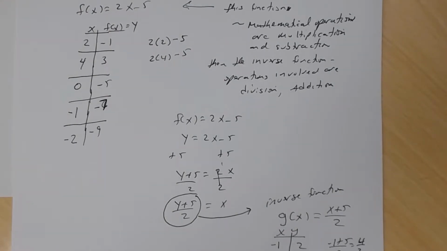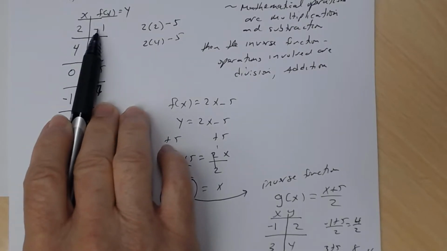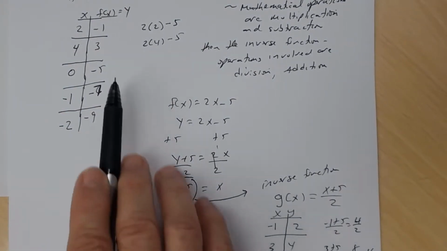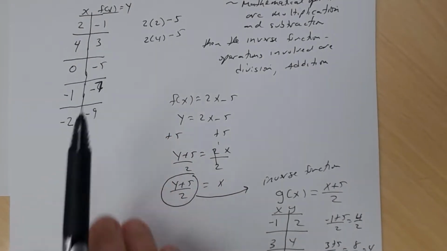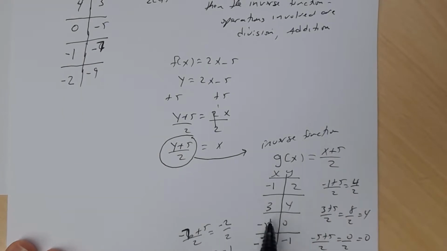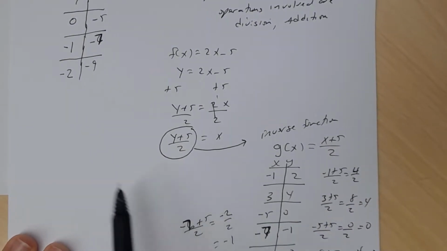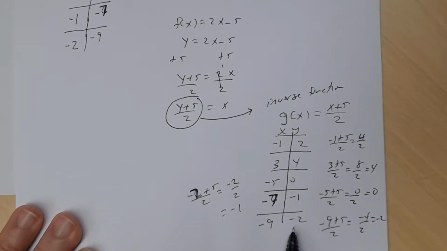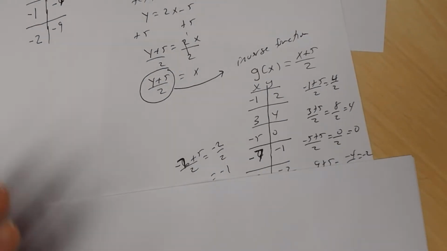Notice when x is 2, y is negative 1. This time when x is negative 1, y is 2. 4, 3 became 3, 4. 0, negative 5 became negative 5, 0. Negative 1, negative 7 became negative 7, negative 1. Negative 2, negative 9 became negative 9, negative 2. So notice that, and I'm going to go ahead and write it horizontally like this.